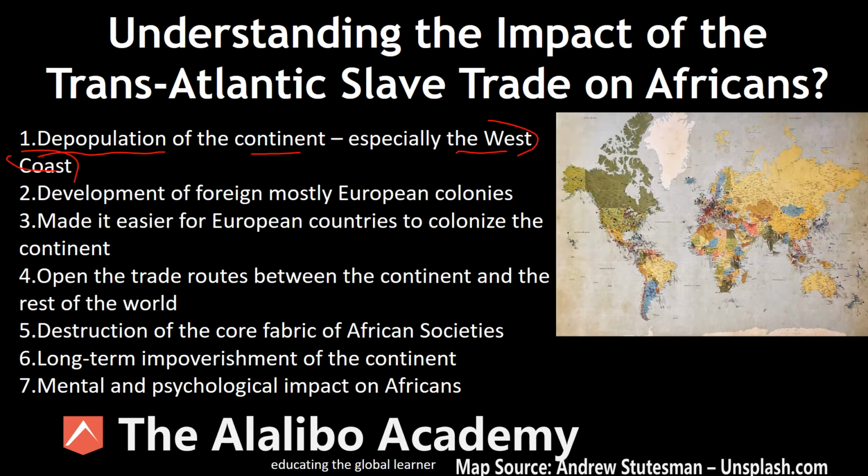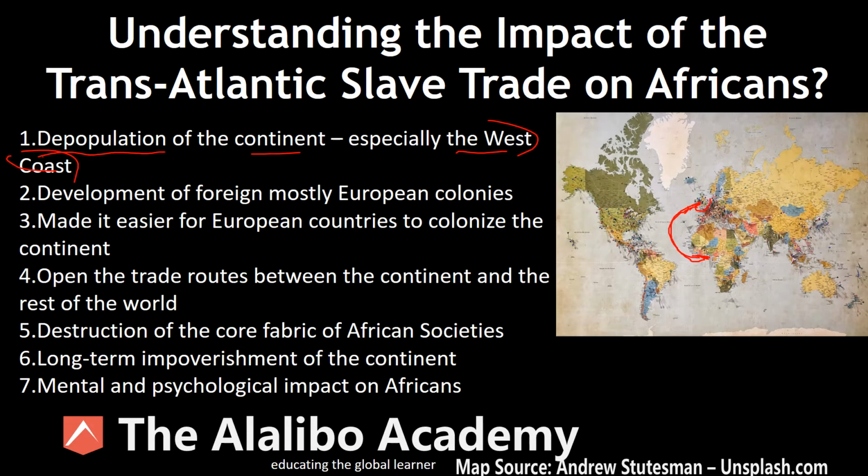Now, the western coast, let's come to the map here. The western coast was where most of the slaves were taken, and that's because it was most convenient for the Europeans to come from Europe, especially from England, down the Atlantic Ocean to the western coast. So it was most convenient for them to just come down the Atlantic Ocean to the western coast and take slaves. So the depopulation of the continent was one of the main impacts of the transatlantic slave trade.